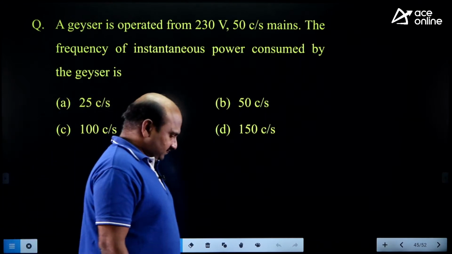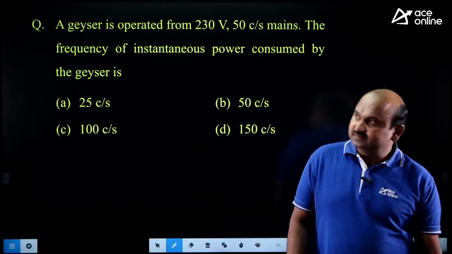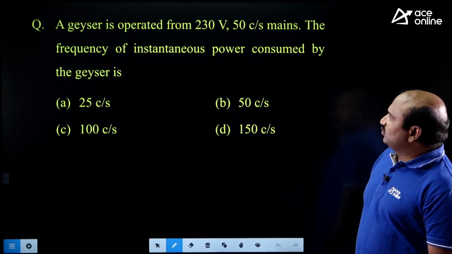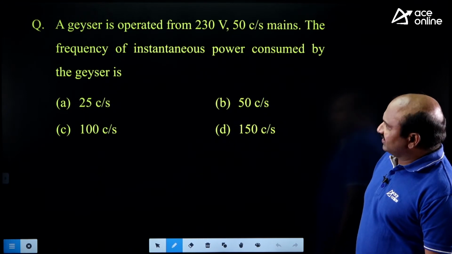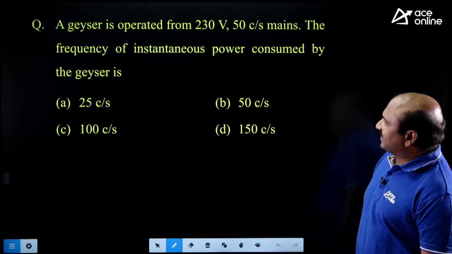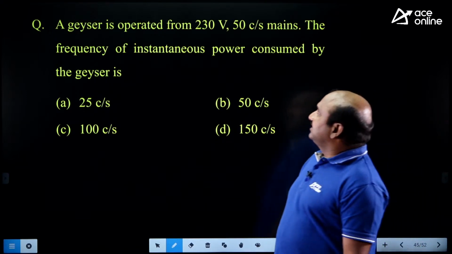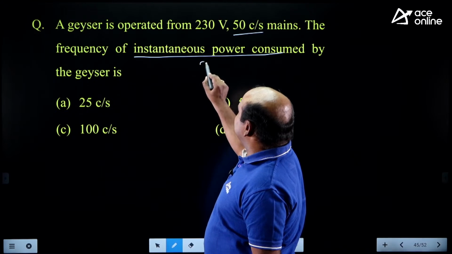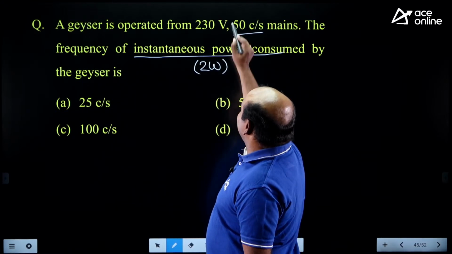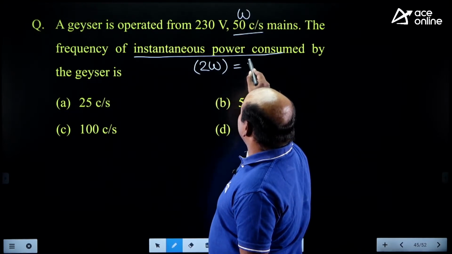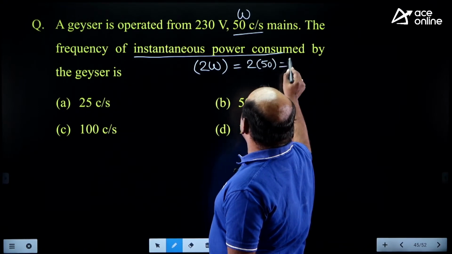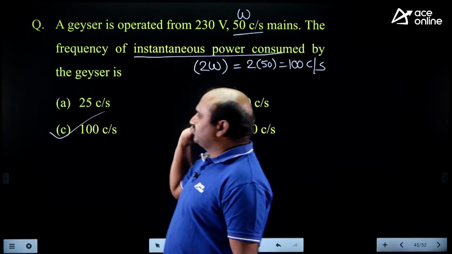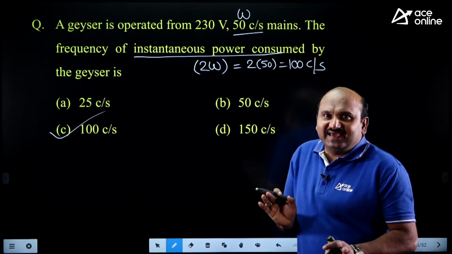Right. See this one. A geyser is operated from 230 volts, 50 cycles per second. What is the frequency of instantaneous power consumed by the geyser? You know that instantaneous power means double frequency, 2 omega. If this is omega, then 2 omega is nothing but 2 into 50. How much is that? 100 cycles per second. Option C. Very simple.